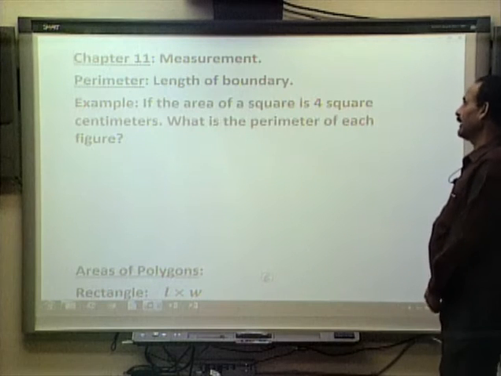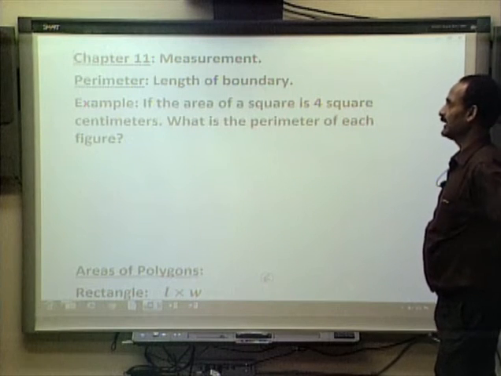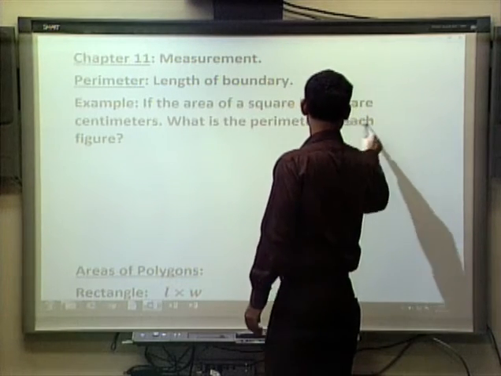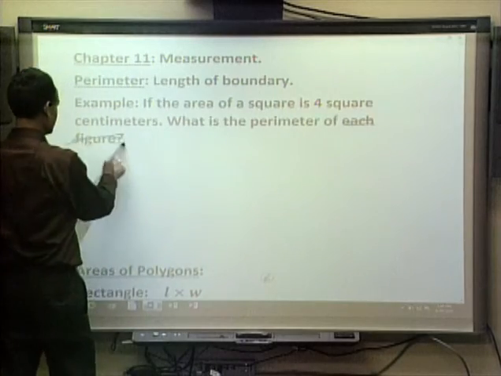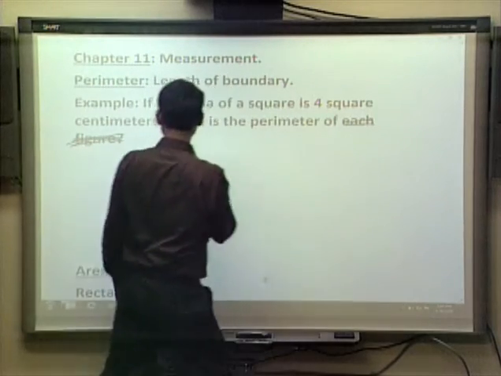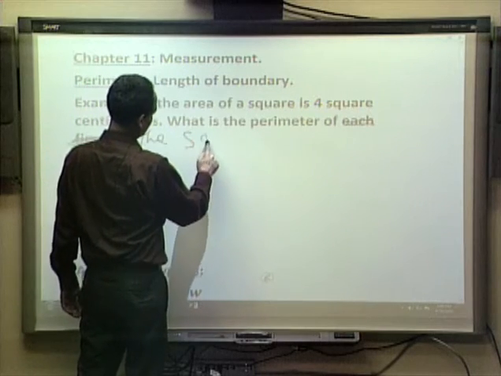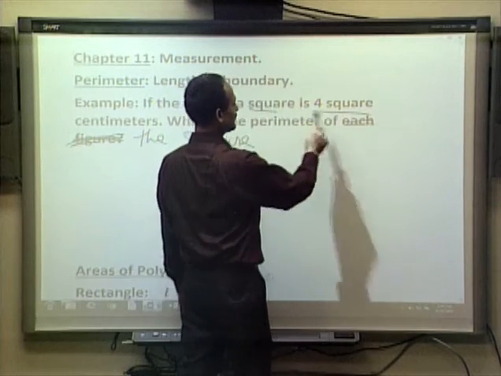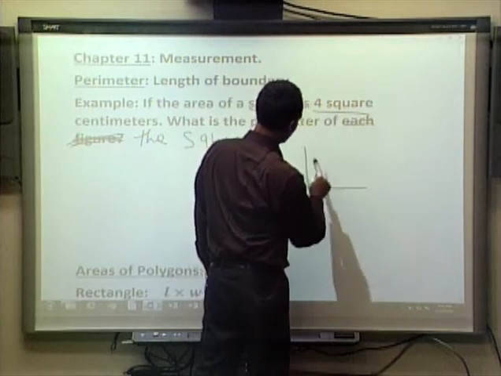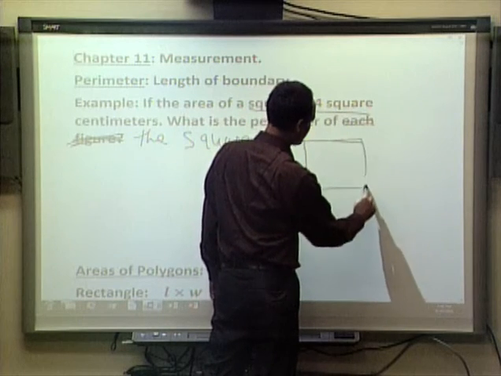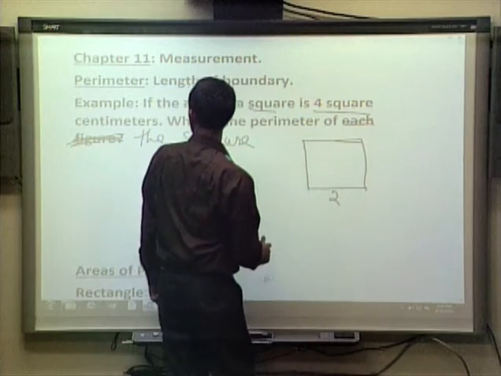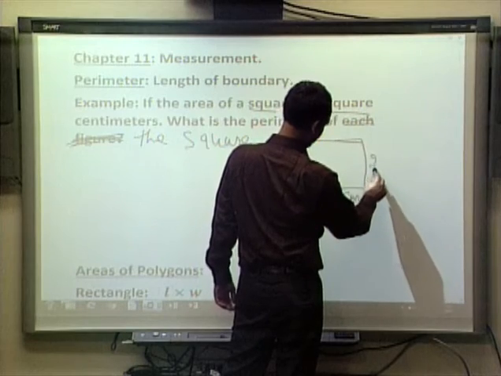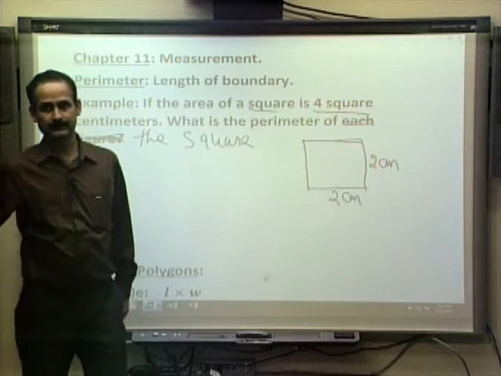So, let us look at one example. If the area of a square is 4 square centimeter, what is the perimeter of the square? So, basically we are given a square whose area is 4 square centimeter. Since its area is 4 square centimeter, this should be 2 centimeter, and this has to be 2 centimeter.